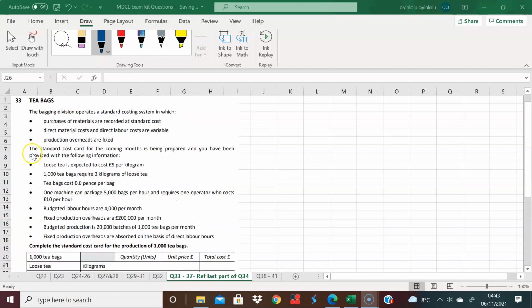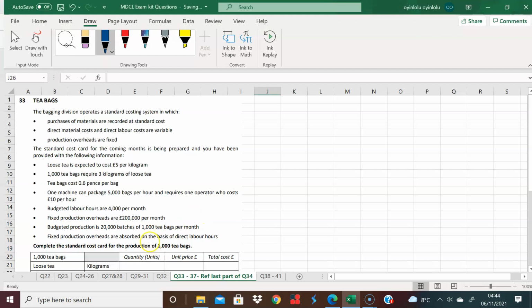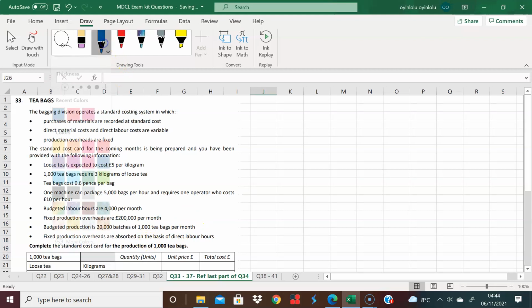Okay, tea bags, question 33. So what's going on here? Let's look at the information that we have. I've extracted the question into this spreadsheet. We want to complete the standard cost card for the production of 1,000 tea bags. That's the issue here. And we have some information.